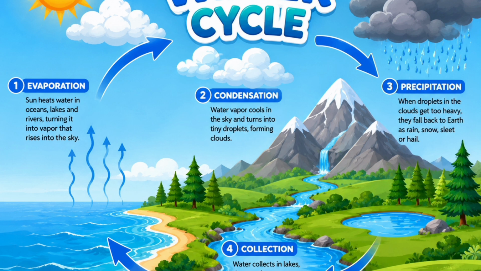And finally, the rainwater flows back into the rivers, lakes, and oceans. This process is called the water cycle. An easy formula to remember is evaporation, condensation, precipitation and collection.